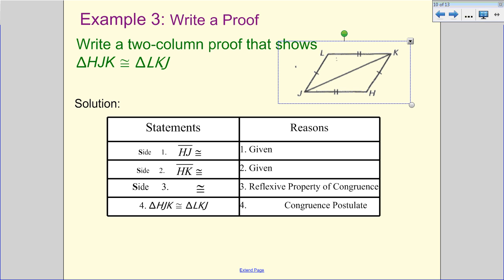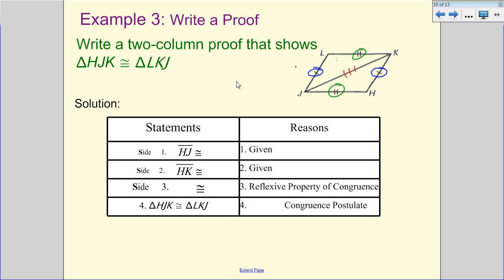Alright, so we need to write a two-column proof that shows that triangle HJK is congruent to triangle LKJ. If you look at this, I can see I've got one congruency mark, so there's one side. Here's two sides, and hopefully you're catching on that the shared side is also going to be congruent. So I can see that they're congruent. I've got side, side, side. What you have to do is go through and explain that to me.